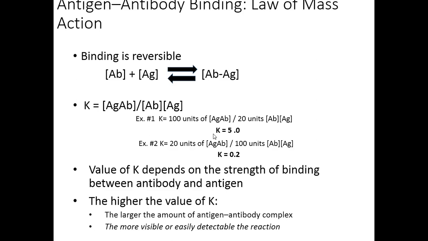So tests that we use, we want to have tests that have very high avidity, and we also want high sensitivity. That specificity of antibody to antigen results in more of these bound complexes forming, and that's going to cause really easily detectable reactions.